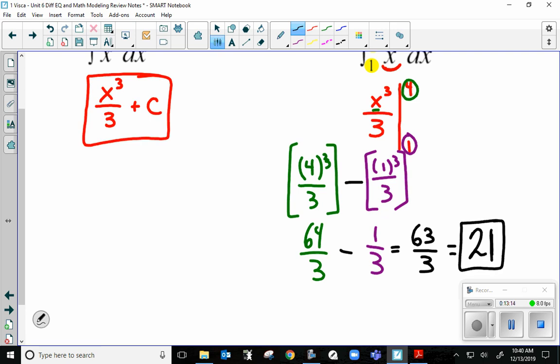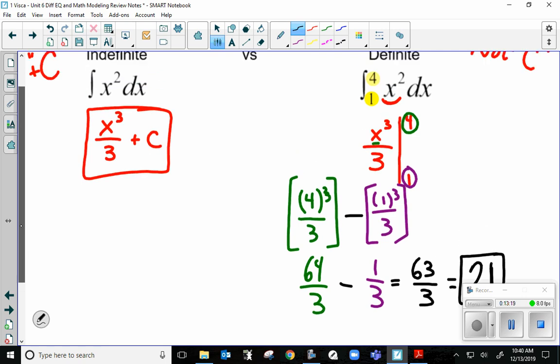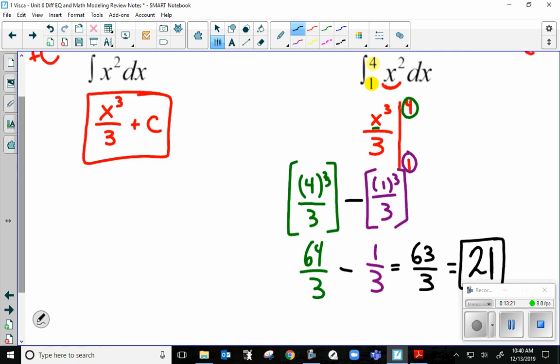So who remembers what integration represents? Area under the curve. The area under the curve of x squared from the bounds 1 to 4 is 21. All right? Not too shabby.